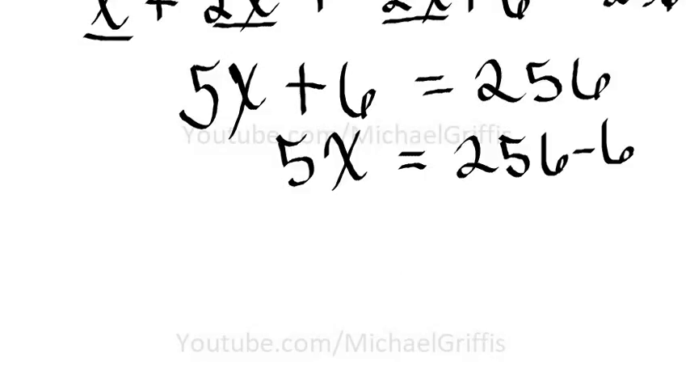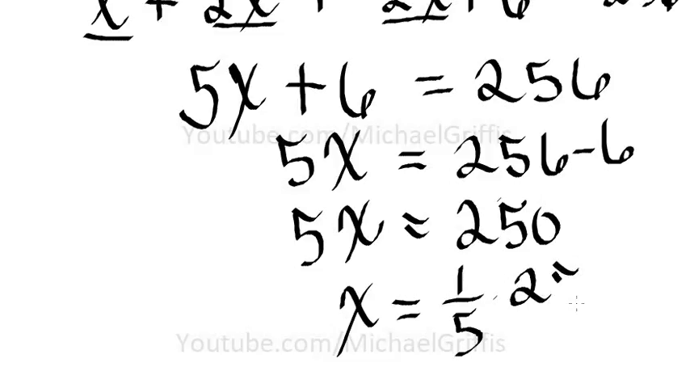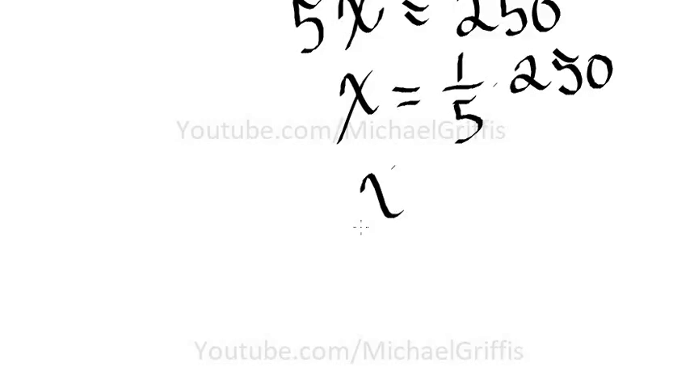And now we have 250 is equal to 5x, and then multiply both sides by 1/5, and we have 1/5 times 250, right? So a fifth of 250 will be 50. x will equal 50. So that's our first integer.